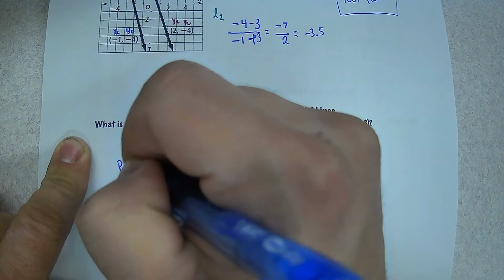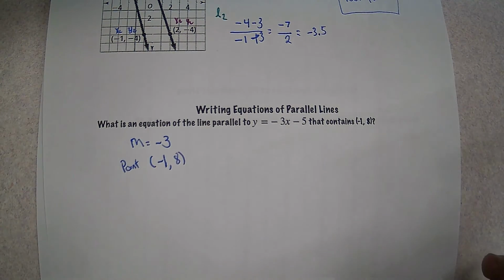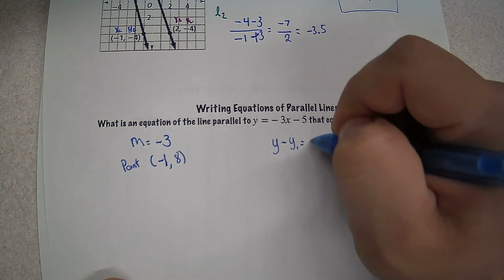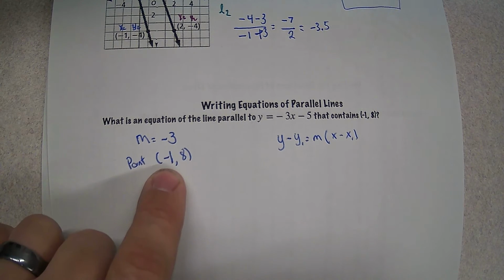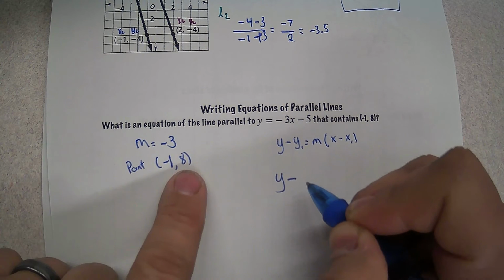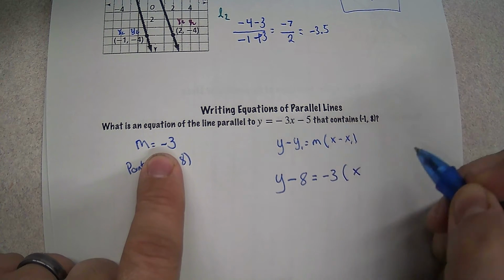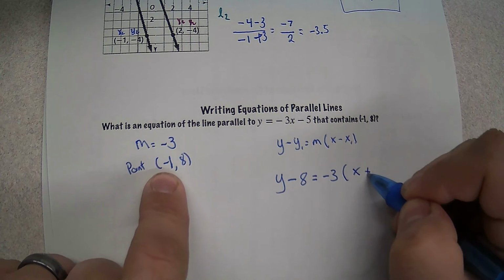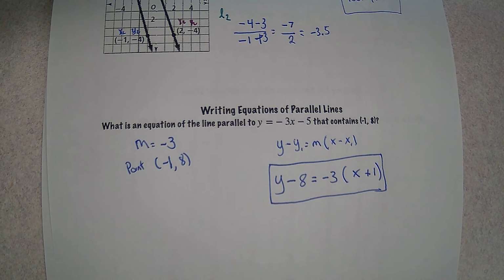Then we have a point of negative 1, 8. So we can go ahead and write our equation in point slope form. Remember, y minus y1 equals m times x minus x1. Well, this is our x1 and our y1, and we can write our equation. Y minus y1, which is 8, equals our slope of negative 3 times x minus our x1, but this is a negative 1 here, so we write it as plus 1. And there is our equation. We can just leave it in point slope form.